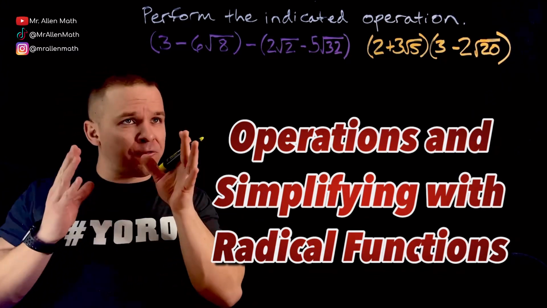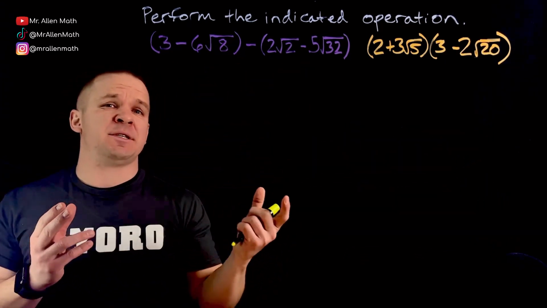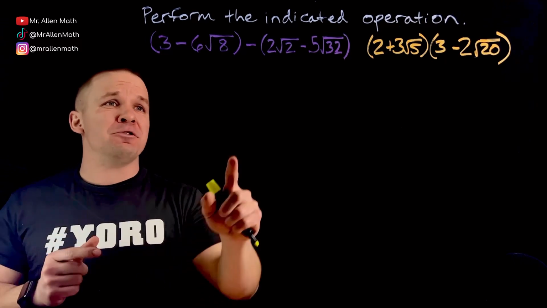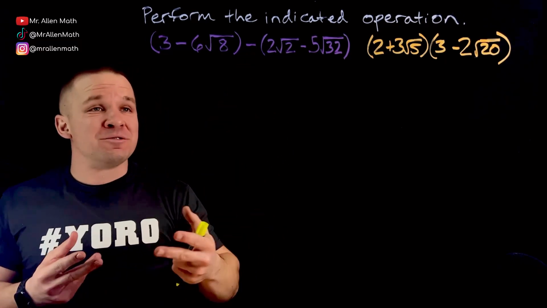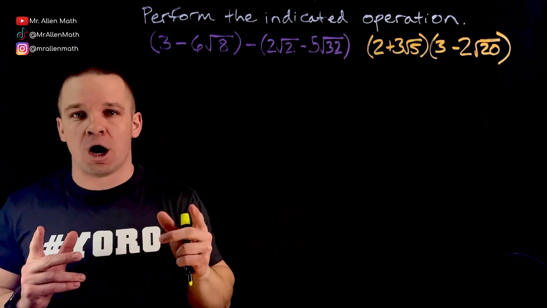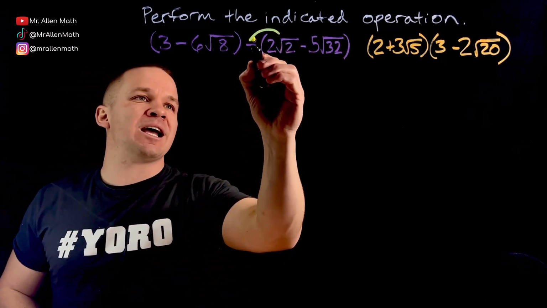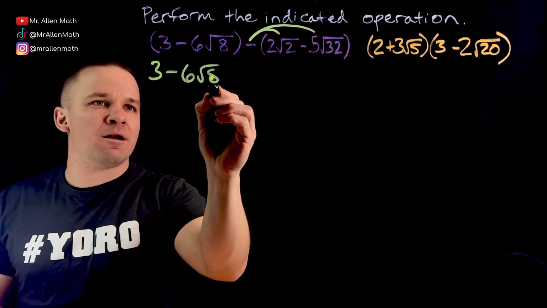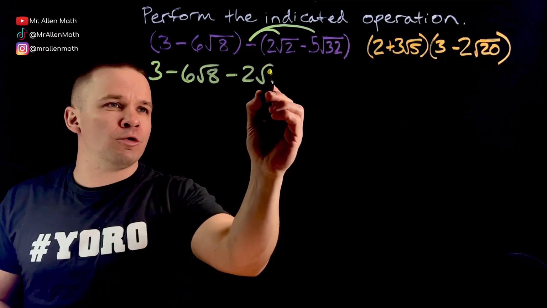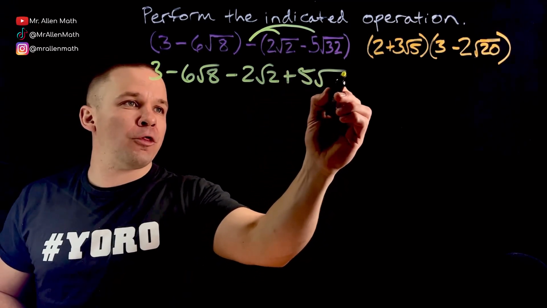All right, so first one here, we have subtraction going on between these two sets of parentheses, right? It's very important that you do the actual operation that is indicated. Don't just assume when you see parentheses that it's multiplication. Very easy to fall into that trap. So I'm going to distribute this negative in here. Now we'll have 3 minus 6 root 8 minus 2 root 2 plus 5 root 32.